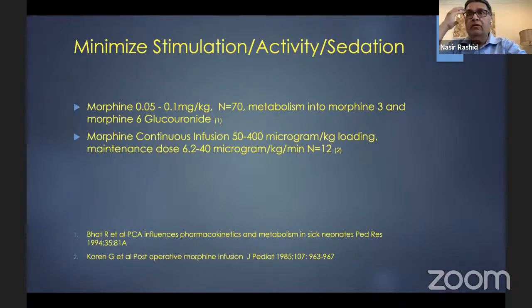And it was done on a good number of infants, about 70. Morphine gets metabolized into morphine-3 and morphine-6 glucuronide. And once you do a loading dose, you can do a continuous infusion of 6.2 to 40 micrograms per kg per minute. And this data was collected on 12 infants. And it is a pretty good sedative and helps in minimizing the stimulation and the activity.